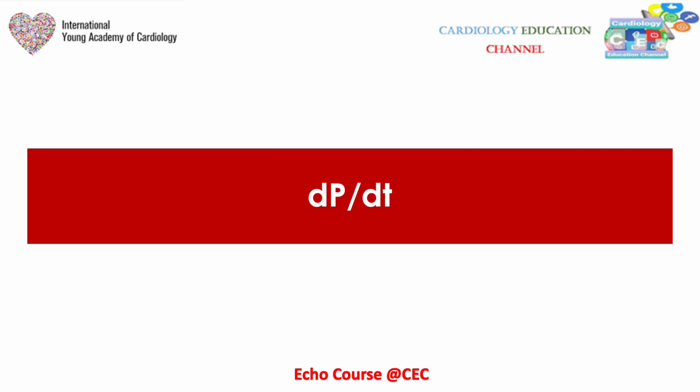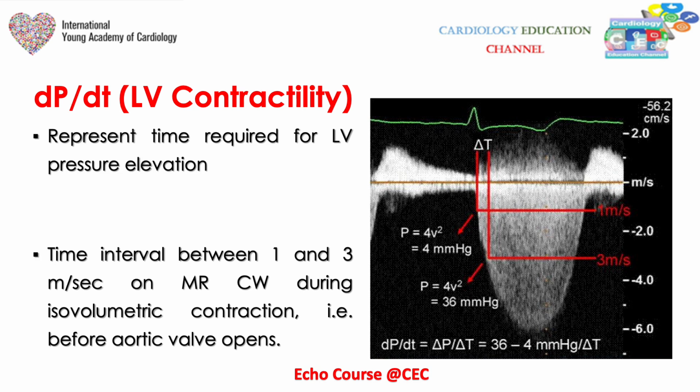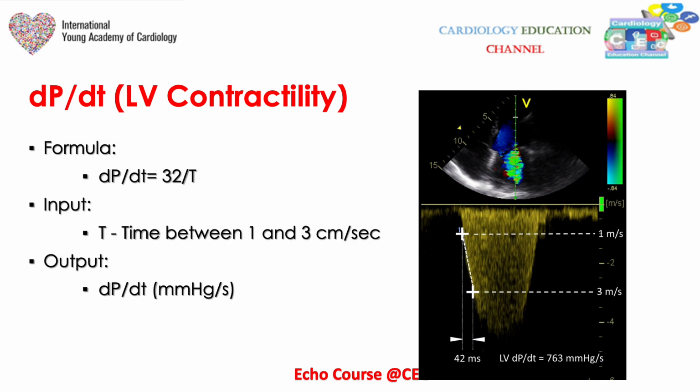On to one indirect method of assessing LV systolic function, it's the dP/dt, and it represents the time required for the left ventricle for pressure evolution. You can only assess this if you have significant mitral regurgitation and a good trace of the mitral regurgitation. It's the time interval for the rise from 1 meter per second to 3 meters per second on the MR continuous wave trace during the isovolumic contraction, before the aortic valve opens. The formula is delta P over delta T equals 32 over the time measured for the rise from 1 meter per second to 3 meters per second, as you can see here.